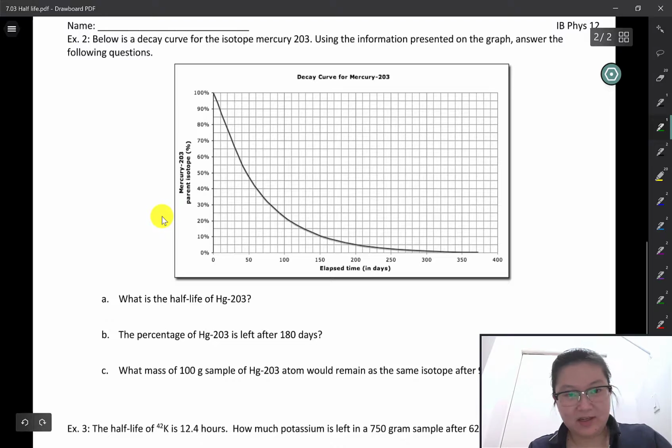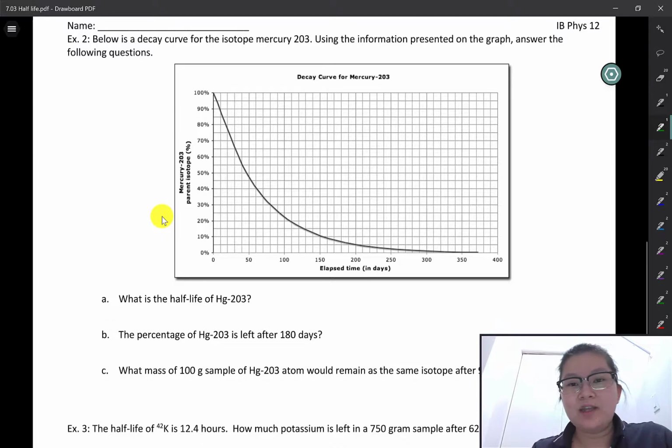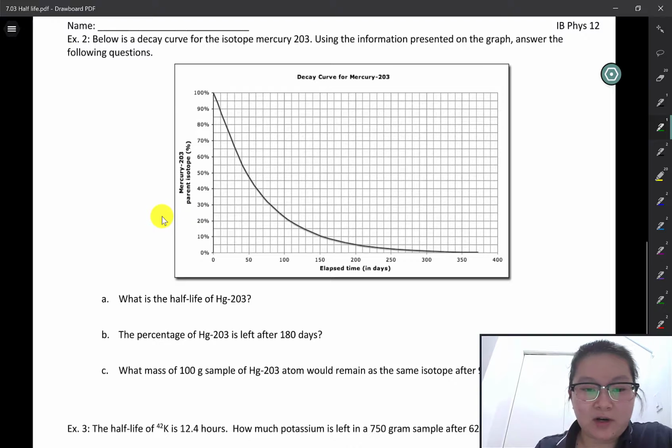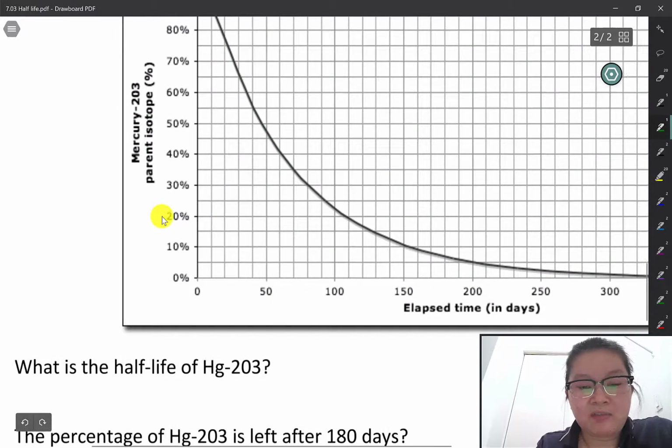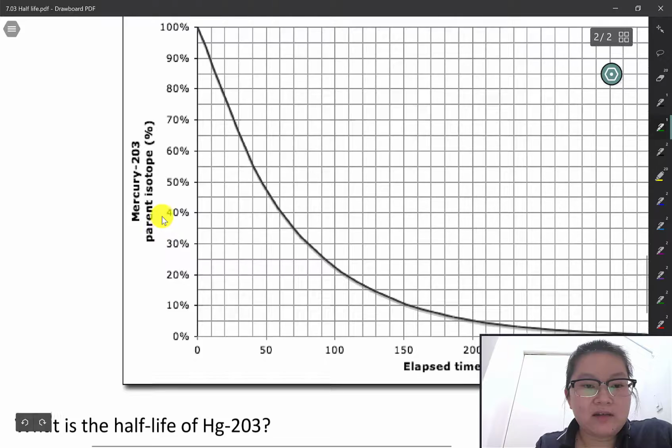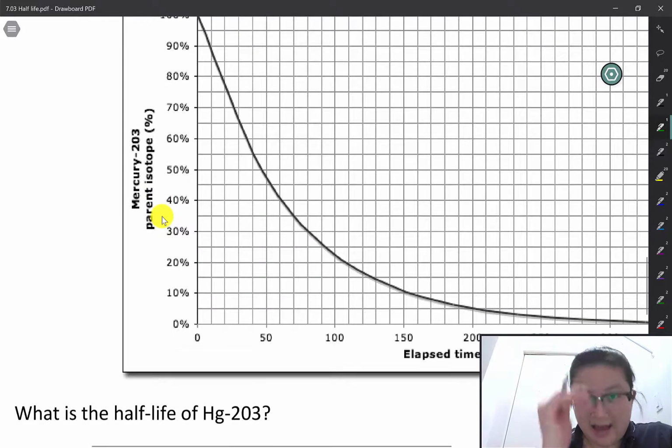Below, we have a decay curve for the isotope mercury-203. Using the information presented on the graph, answer the following questions. What is the half-life of mercury-203? Remember, half-life is a time, so we need to look at the x-axis. But how do we know where to look? It depends on where the parent isotope halves.